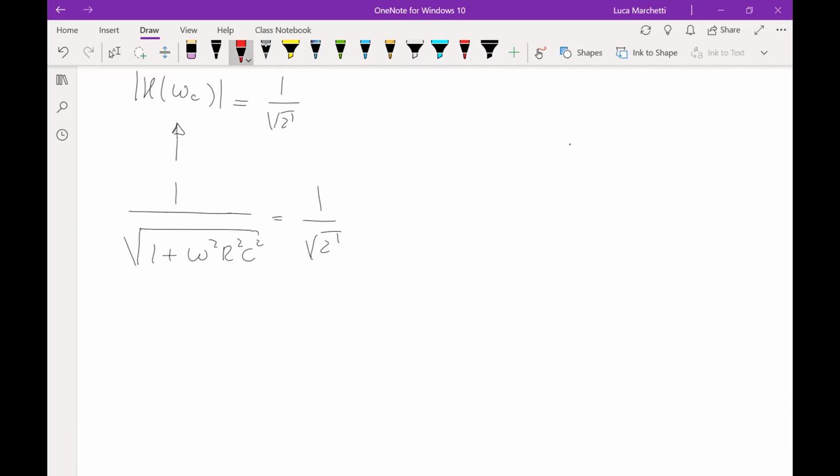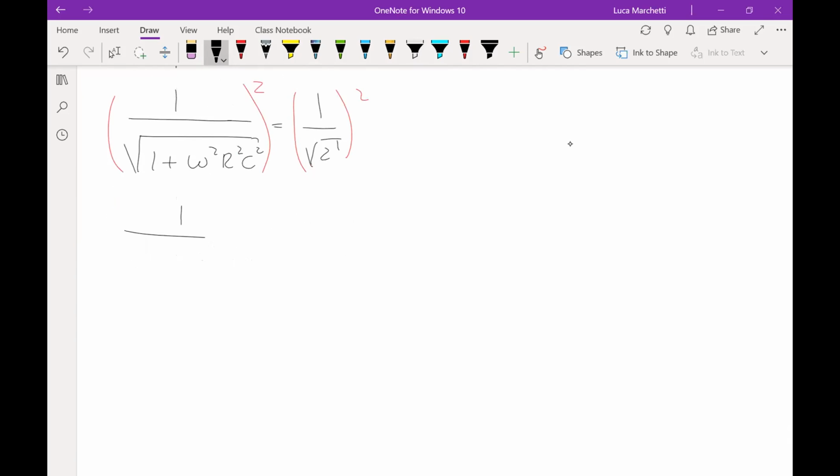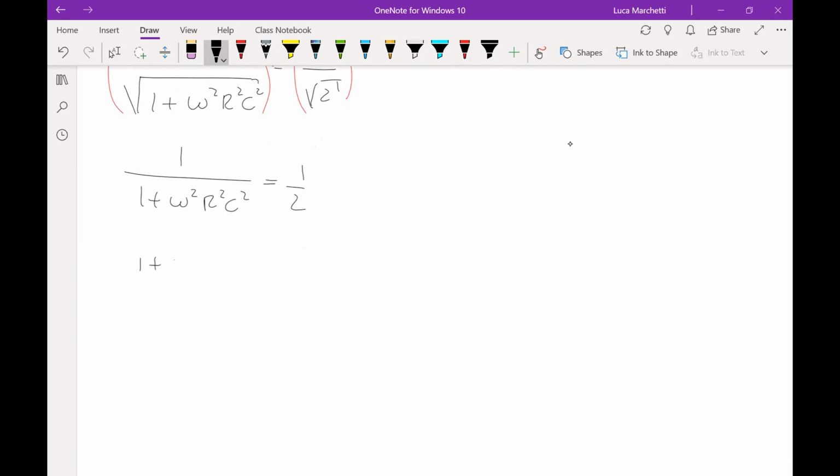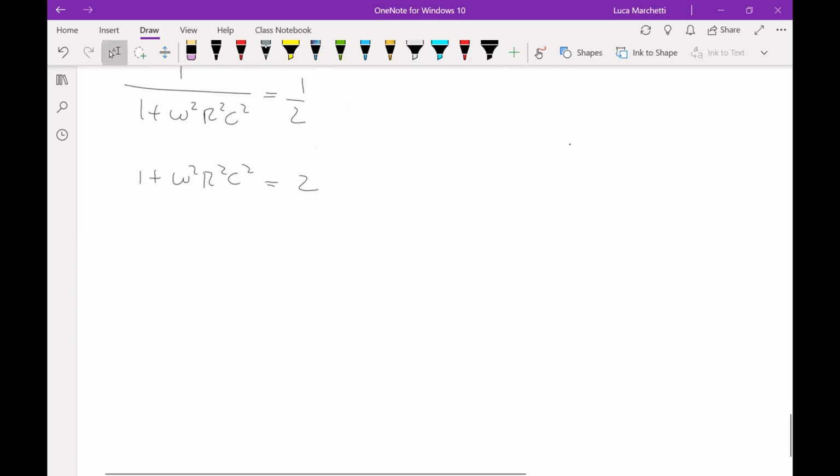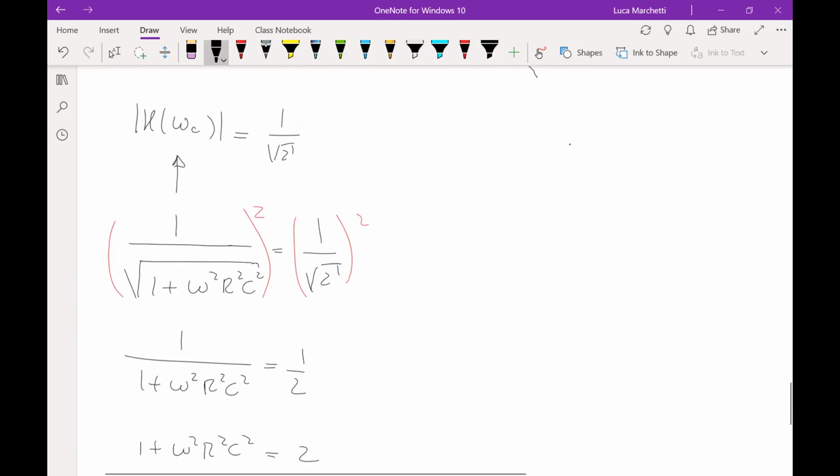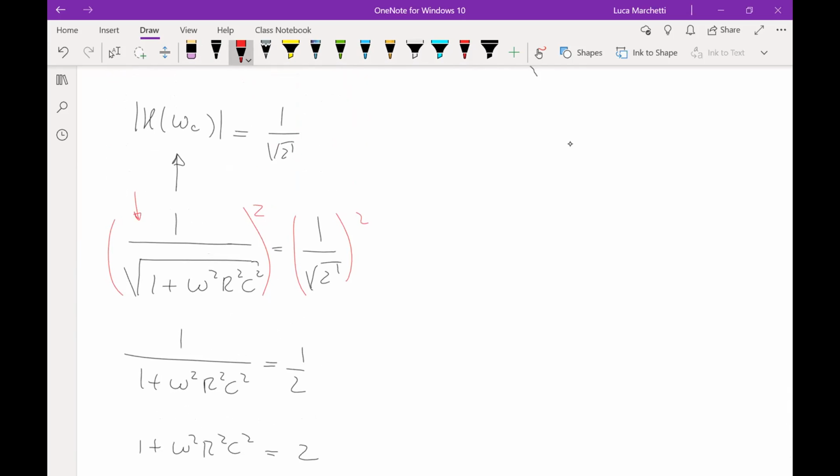Now what we do is we raise everything to the second power, right, to remove the ugly square root. And then we have 1 plus omega squared R squared C squared equal to 2 over 1, or rather we invert both fractions, right, because we are masters of math, so we can do this. And then we bring the 1 to the other side, like this.